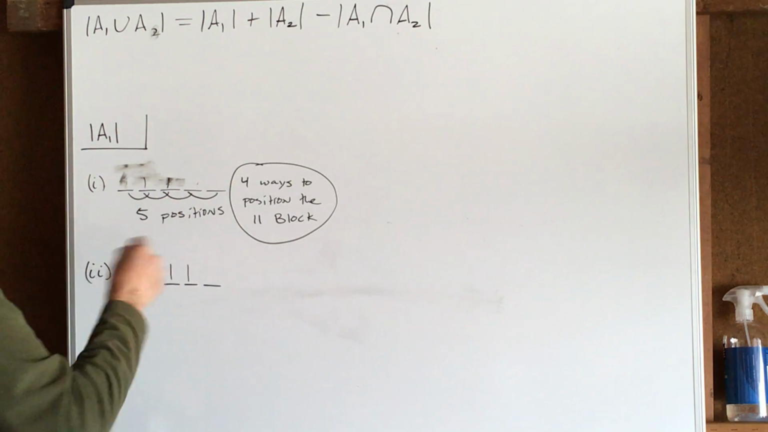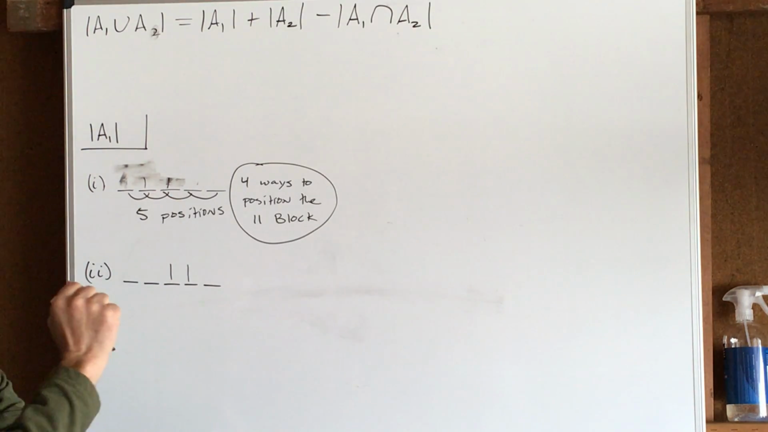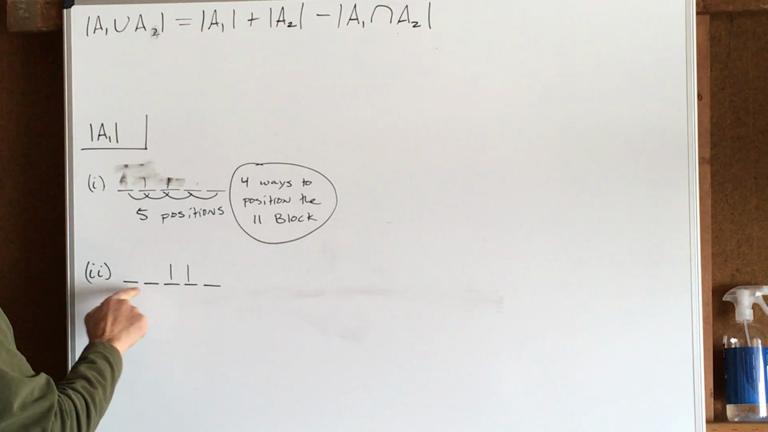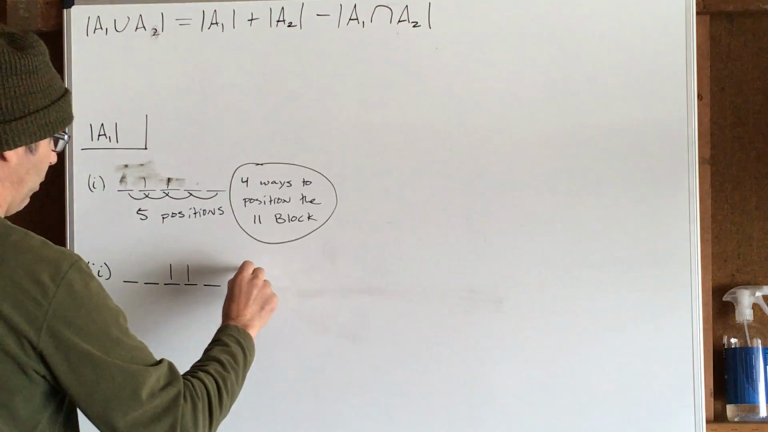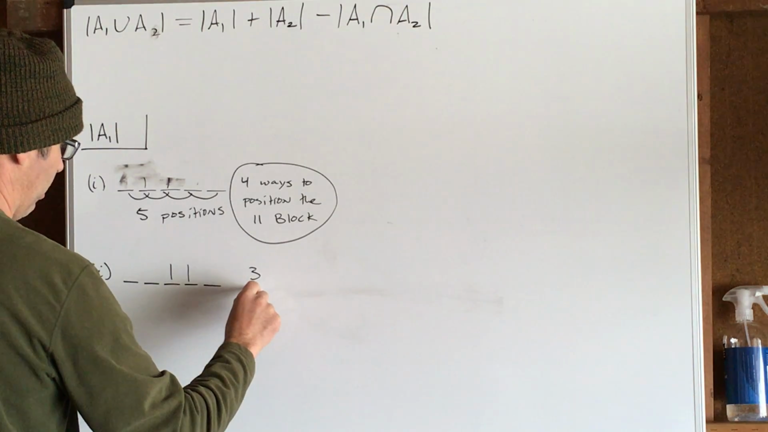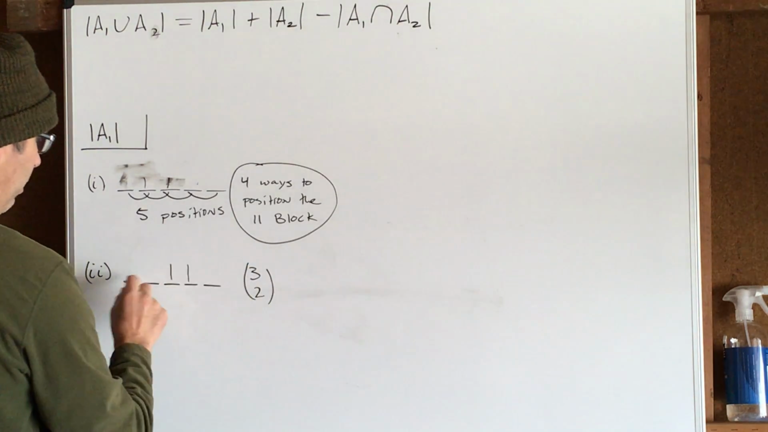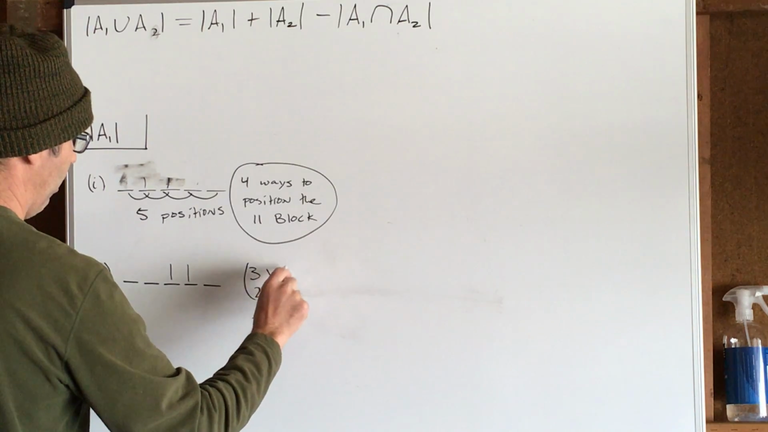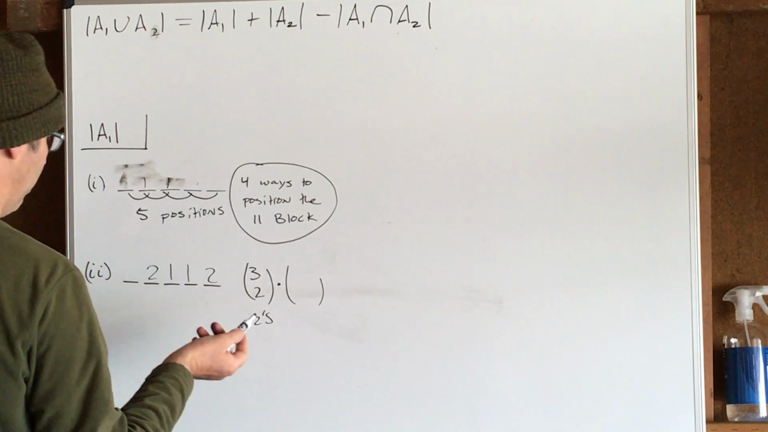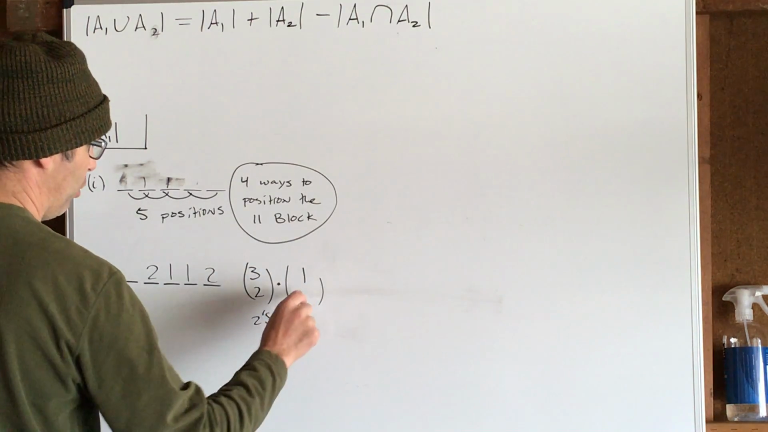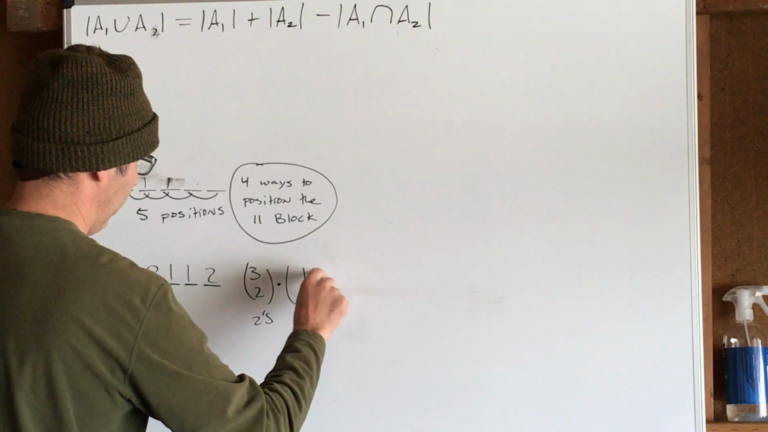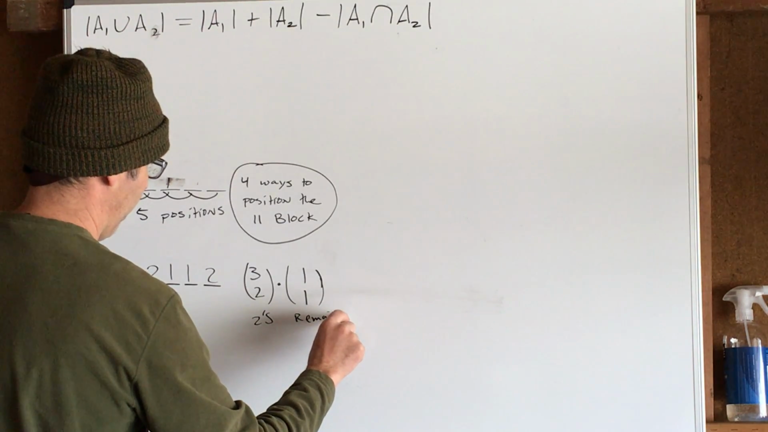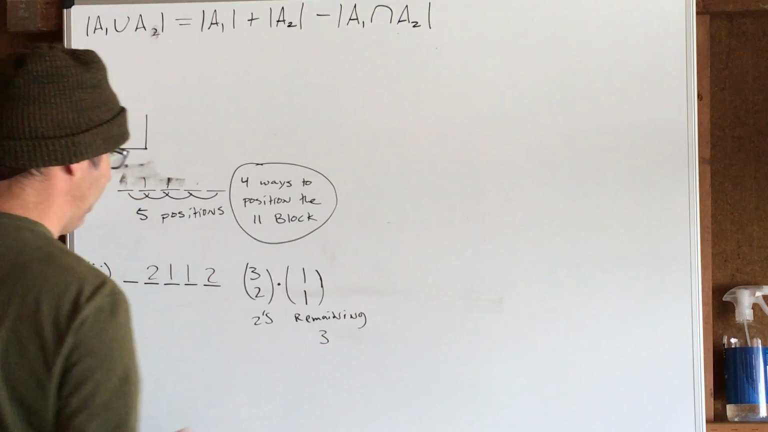If we have this one, then how many different ways can we position the two 2s and the 1 3? There's 3 positions left over. So we have 3 choose 2 ways. You have 3 positions, choose 2 of them for the two 2s, and then let's say we chose those 2, then that one's determined. There's 1 position, choose 1 of them, otherwise known as 1, for the remaining 3.